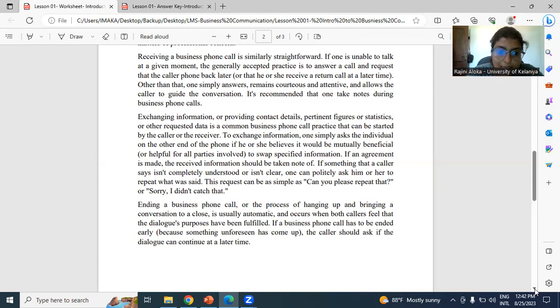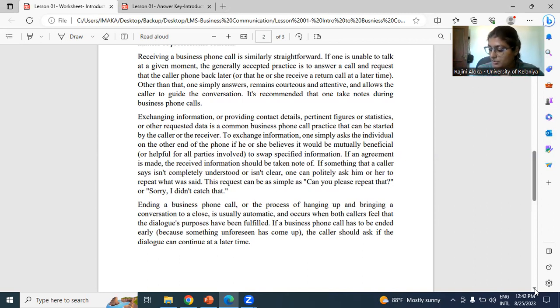If something that the seller says isn't completely understood or isn't clear, one can politely ask him or her to repeat what was said. This request can be as simple as, "Can you please repeat that?" or "Sorry, I didn't catch you." Ending a business phone call, or the process of hanging up and bringing conversation to a close, is usually automatic and occurs when both callers feel that the dialogue's purposes have been fulfilled. If a business phone call has to be ended early because something unforeseen has come up, the caller should ask if the dialogue can continue at a later time.